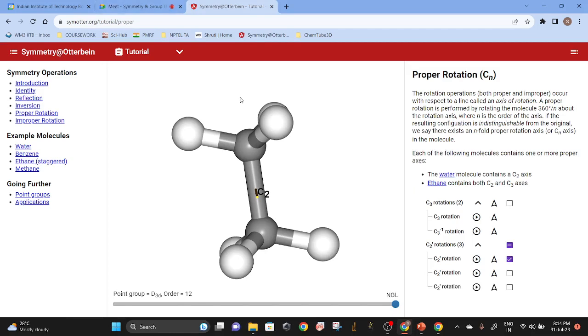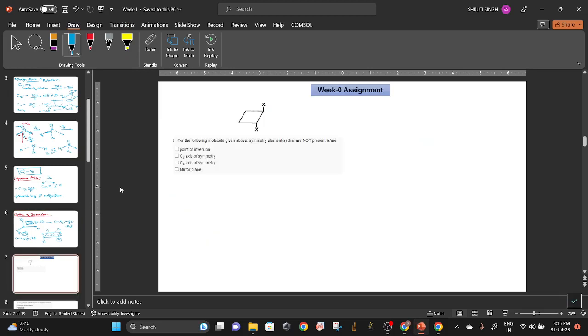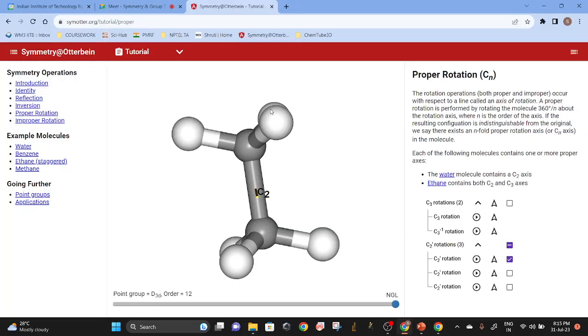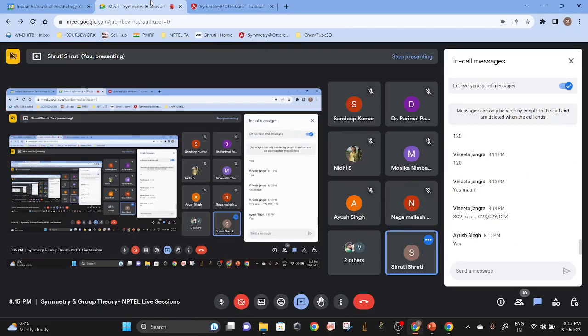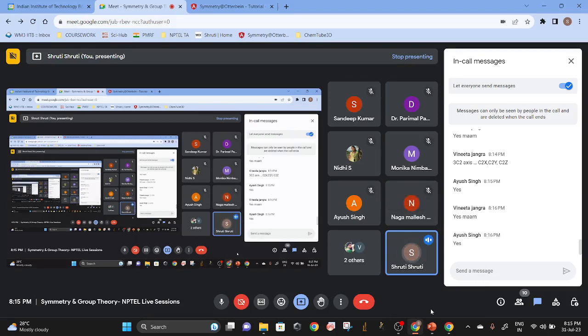Okay, now let's come to the assignment part. Did you guys solve the assignments? You solved the assignment, Ayush? Yes, yes, okay. So we will go through the assignment, we'll check the solution first, and if you have done any mistake, you can just learn now.